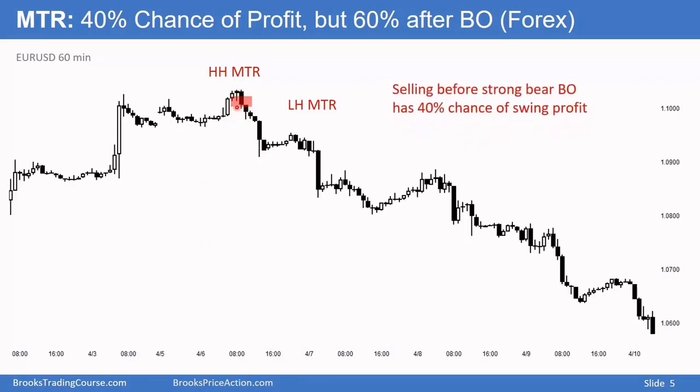Traders who take the early sell before there's a strong bear breakout have very little risk. They sell below the low of this bar. They get filled here. Their stop is here. Before the trend is clearly bearish, you might only have a 40% chance of a swing profit.